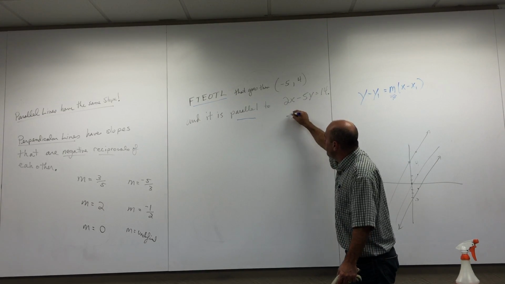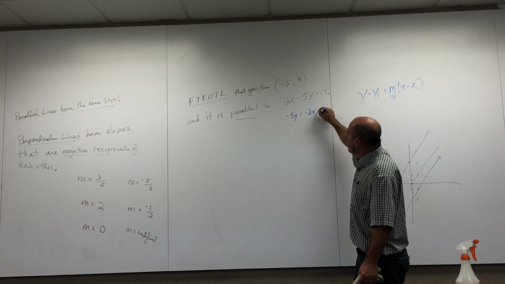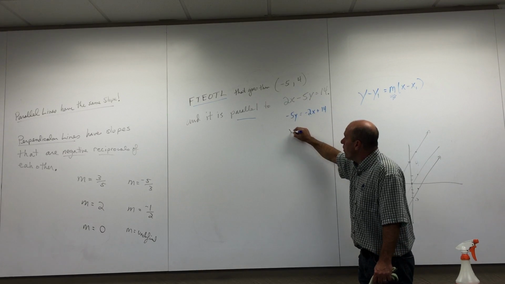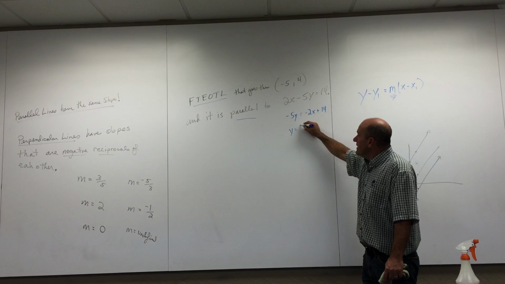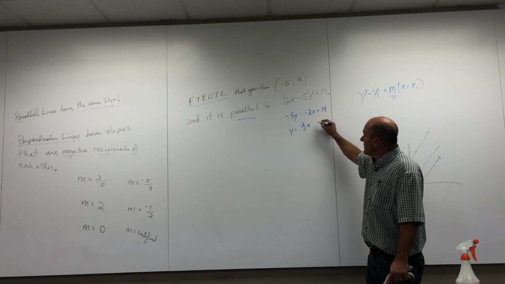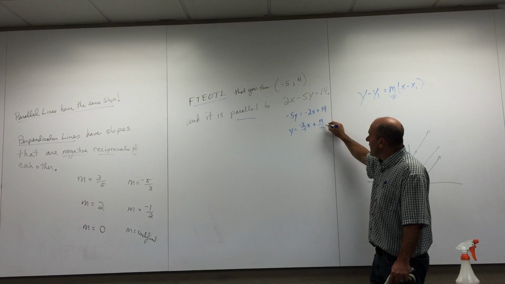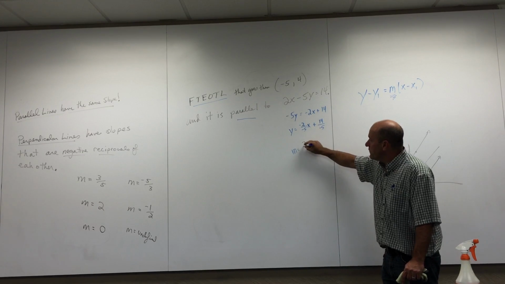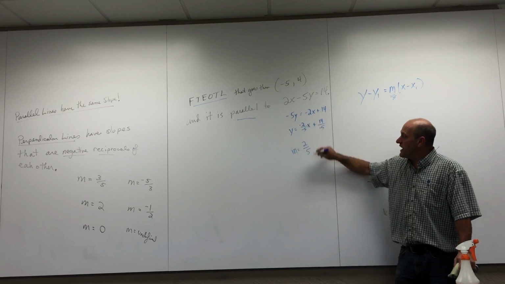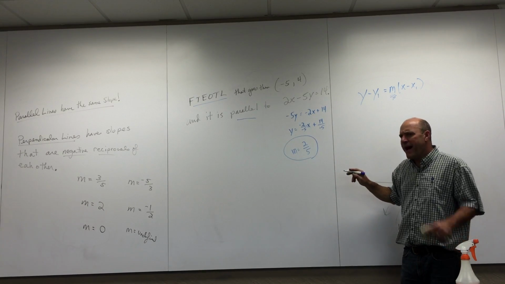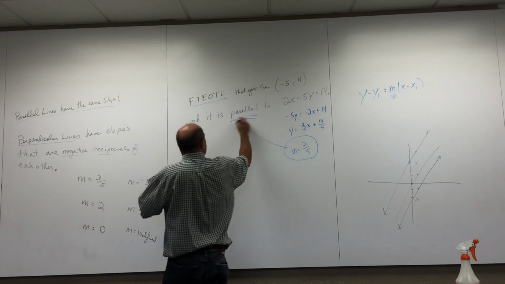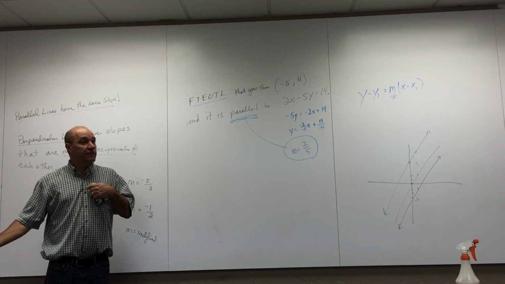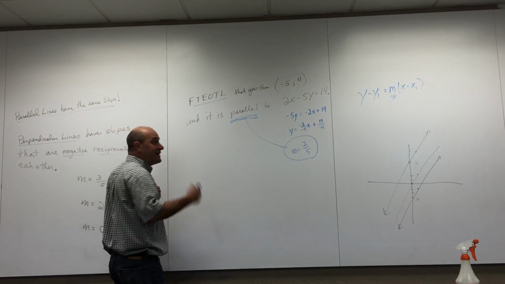Move the 2x over. It would be -2x plus 14. You got to do your algebra correctly. Divide by -5. Y would equal -2 over -5 x, I'm dividing by -5, 14 over -5. All I really care about is his slope. What is his slope? 2/5. The negative signs cancel, and his slope is 2/5. And my line is parallel. So if my line's parallel, what's the slope of my line? 2/5.